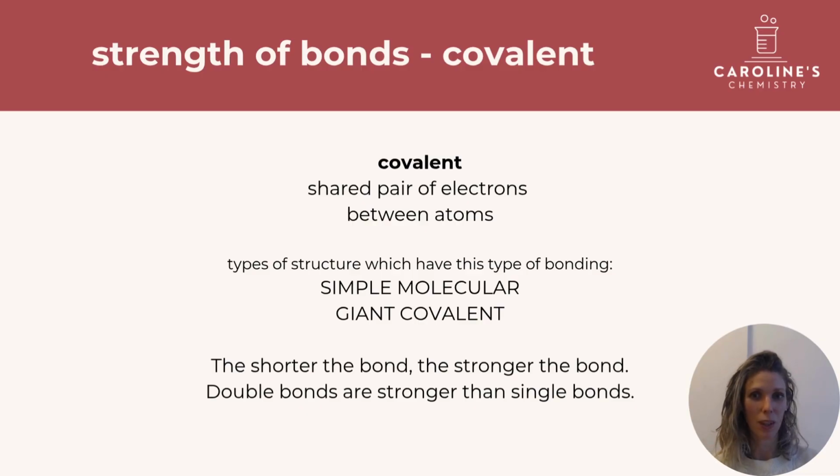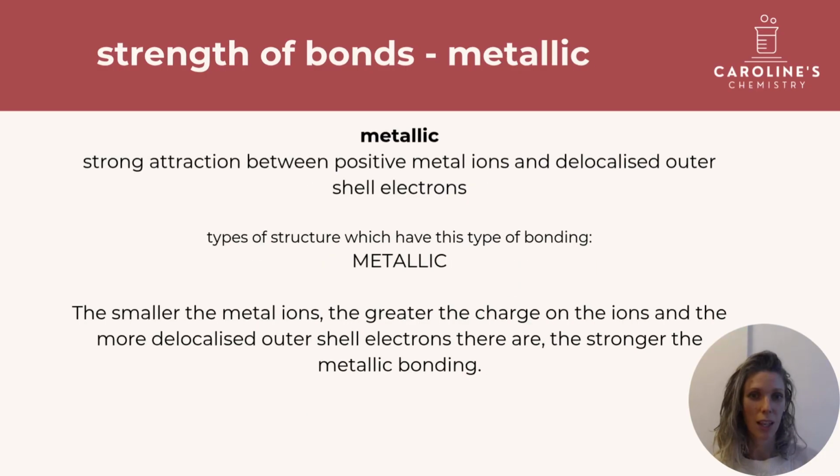And then finally, we have metallic bonding. So here we have the positive metal ions and the delocalized outer shell electrons. So we need to consider all of the factors that could affect the attraction between these 2 things. So the first one, similar to ionic bonding, it could be some things to do with the ion. So again, the smaller the ion and the greater the charge on the ion, the stronger the metallic bonding is going to be.